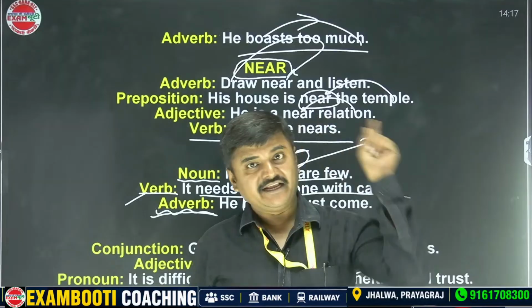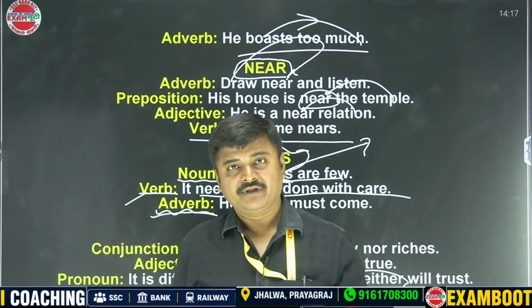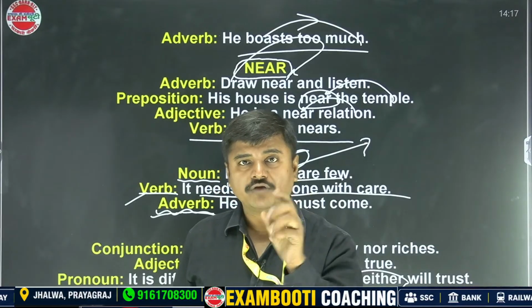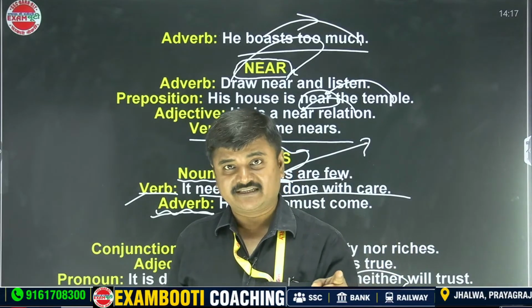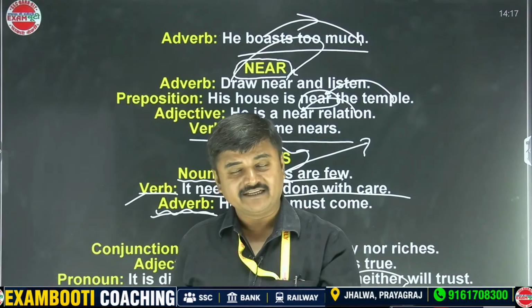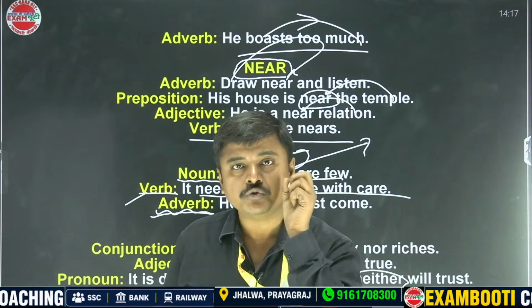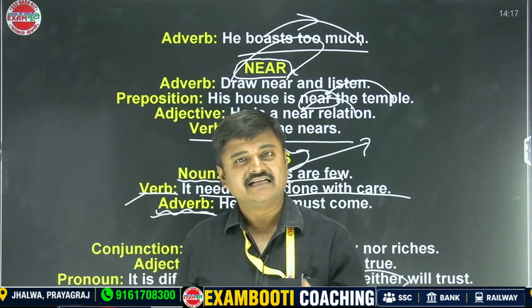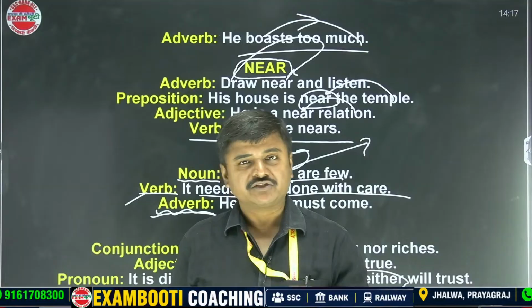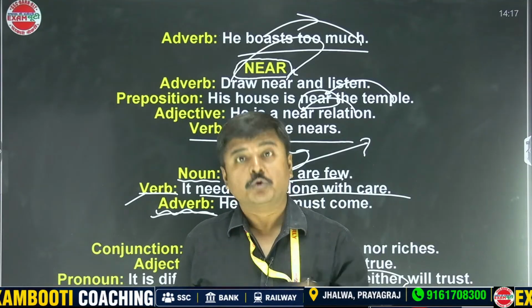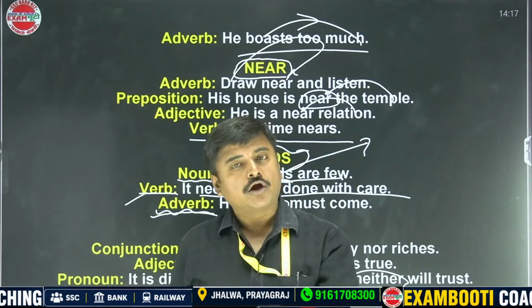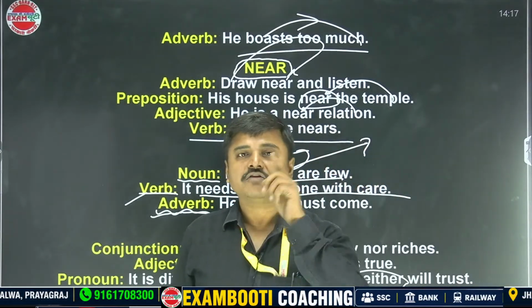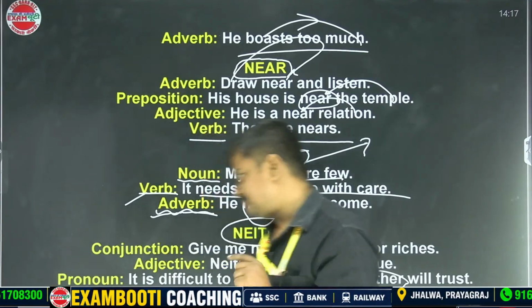Similarly, we studied in the case of either. It is not necessary that all the time you will find or with either. If either is a conjunction, you will find or. If either is not a conjunction, you are not going to get or with that. If either is working as an adjective or as a pronoun, there is no chance you are going to get or. So remember this, or is not always going to be with either. Similarly, nor is always going to be with neither.